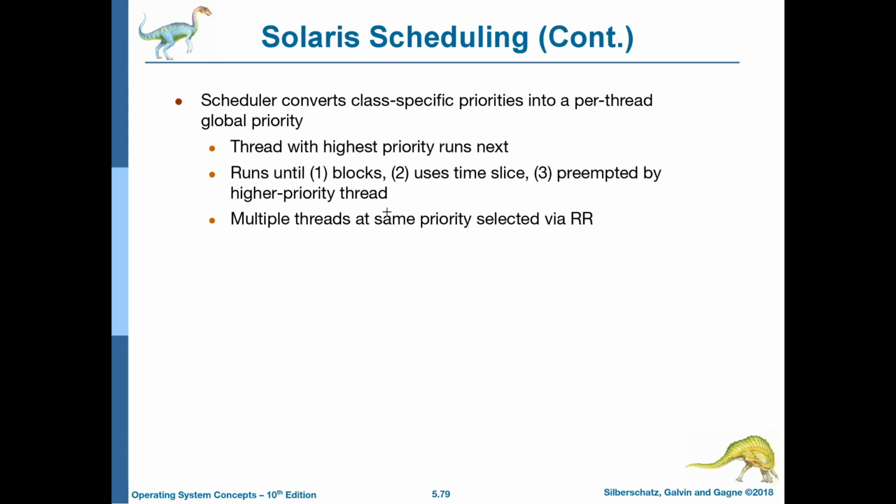So the scheduler for Solaris actually converts this class-specific priority into a per-thread global priority in the number range that we saw, the 0 through 169. Threads run until, of course, they block themselves, until they use their time slice, so they're preempted, or they're preempted by a higher priority thread. Plus also, multiple threads at the same priority are selected by a round-robin scheduler. So most normal priority threads would run through the round-robin scheduler.